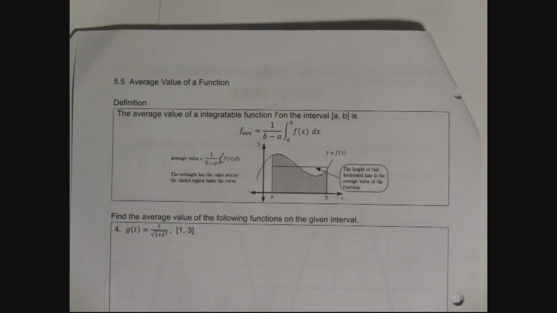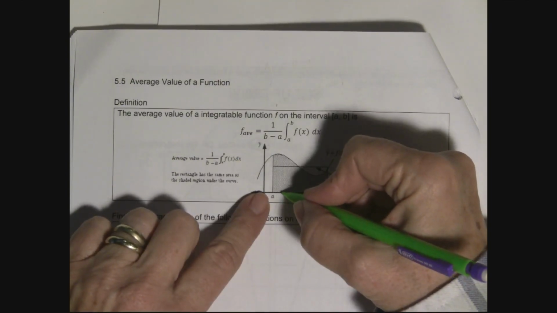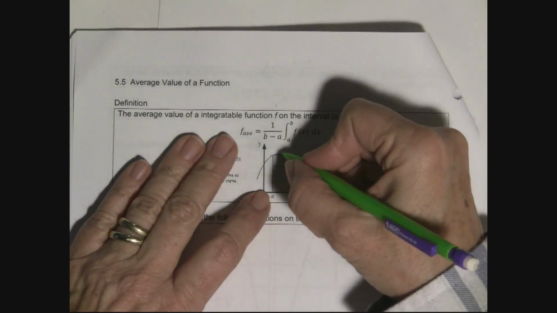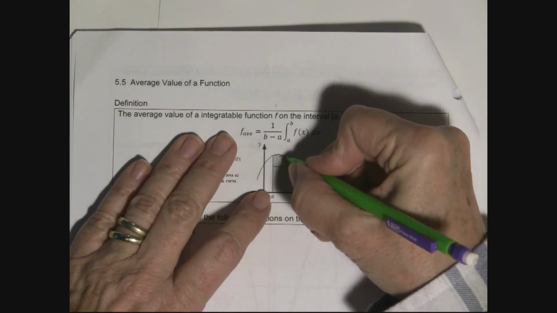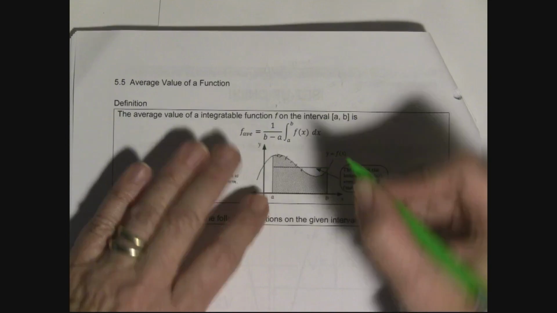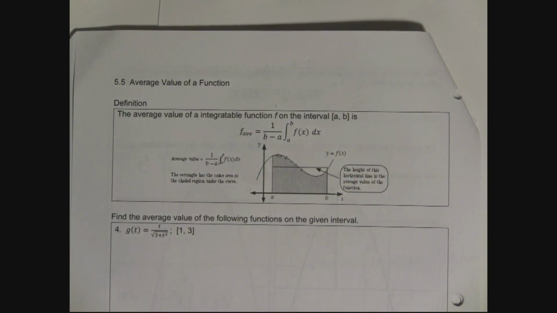I just want to show you what you're finding. When you're finding the average value of a function, you're finding the average height. The height, remember, is the distance from the x-axis up to your function. I have infinitely many heights on any interval. I've drawn 6 or 7 of them there, but there's infinitely many of those heights, and I want to find the average value of those heights.